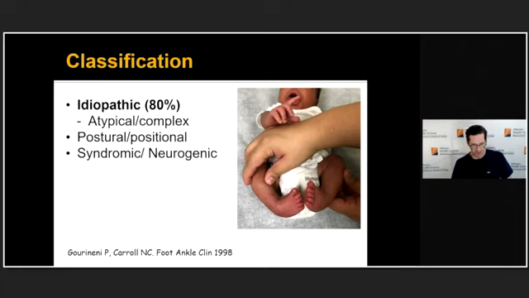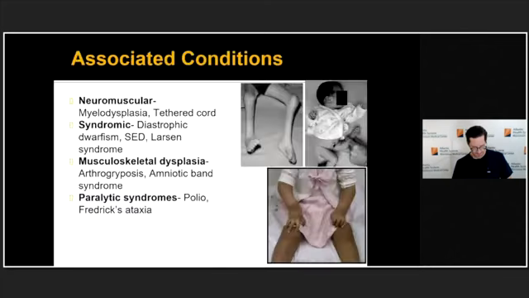There is such a thing as a postural or positional clubfoot, which is a foot that looks like a clubfoot, but what separates it from a true clubfoot is its flexibility. And then there is a small percentage of club feet that are found in syndromic and neurogenic conditions. And this is just a picture of a 3-week-old that was born here and just recently started treatment for her club feet. So what are these associated neuromuscular conditions that we should always look for?